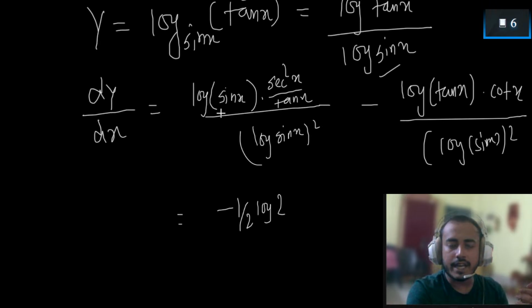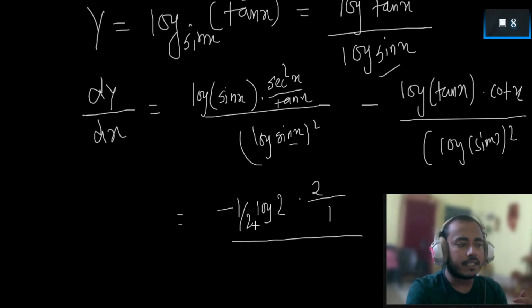This term, log of sin x, if you're not sure why, try and use the property of exponents inside logarithms. Next, cos of pi by 4 is 1 by root 2. Sec of pi by 4 should be root 2. Sec square of pi by 4 should be 2. Tan of pi by 4 is 1, divided by, again, log of sin x, which we already discussed. It was minus half log 2.